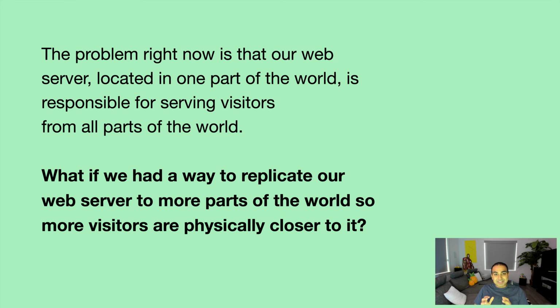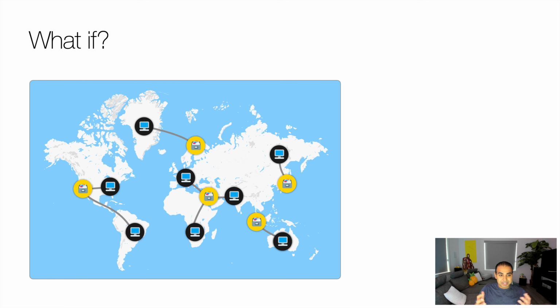So the problem right now is this. Our web server is located in one part of the world, and it is responsible for serving visitors from all parts of the world. It's similar to the mom and pop single pizza store that now has to serve pizza for the entire city, no matter how far away some of the people might be. Now, what if we had a way to replicate our web server to more parts of the world, so more visitors are physically closer to it, so the distance would not be as large as it is for some people? What if you had something like this, where you have a web server in different parts of the world where it can serve content for those local visitors more quickly?